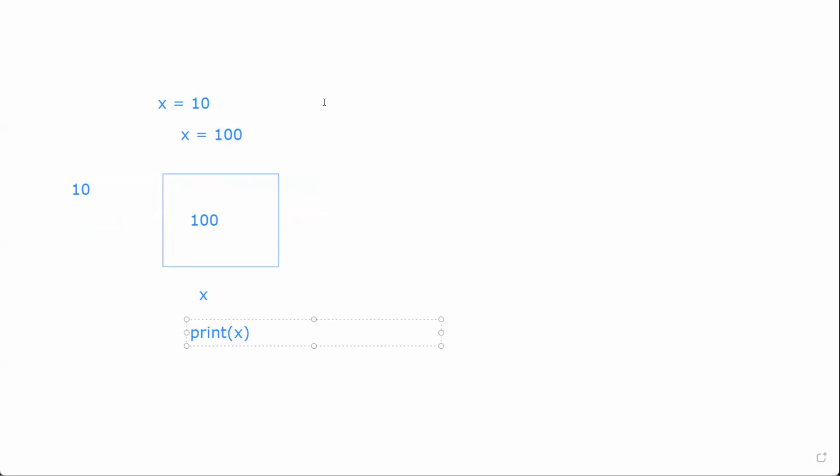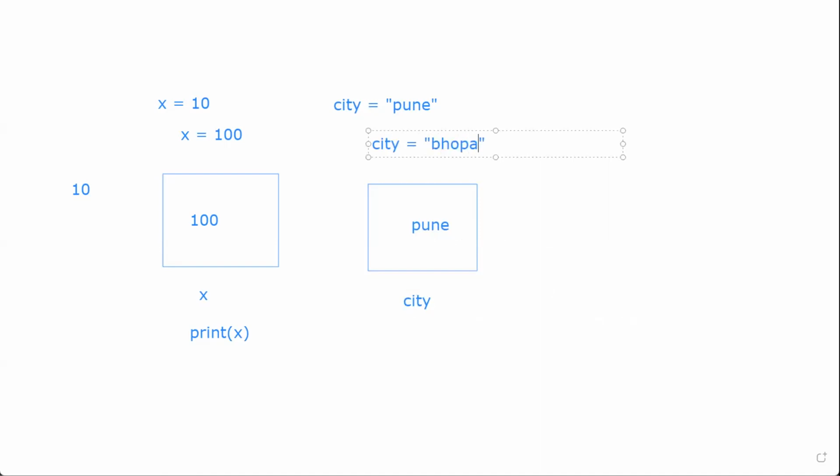Let's say I store something like this, city equal to Pune. Again one box will be created. The address of the box will be city, and the value over it will be Pune. Now if you update the value, let's say city equal to a new value, Bhopal, what will happen behind the scenes? This will be moving out and it will be replaced with Bhopal.